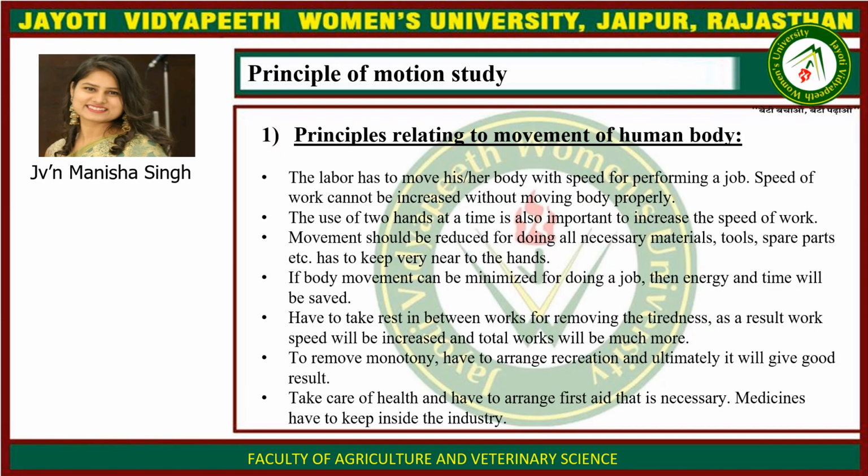Then, principles relating to movement of the human body. The laborer has to move her body with speed for performing a job. Speed of work cannot be increased without moving the body properly. Second, the use of two hands at a time is also important to increase the speed of the work. Then, movement should be reduced: all necessary materials, tools, spare parts, etc. have to be kept very near to the hands. If the movement can be minimized for doing a job, then energy and time will be saved.